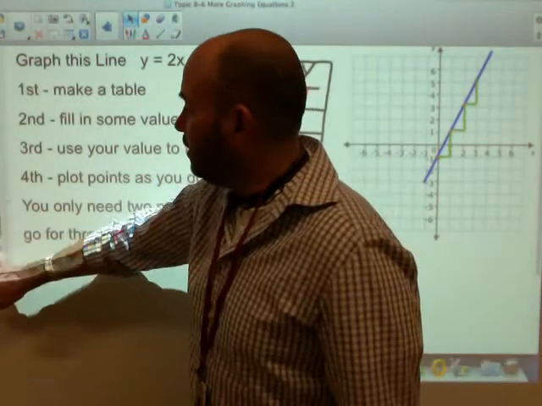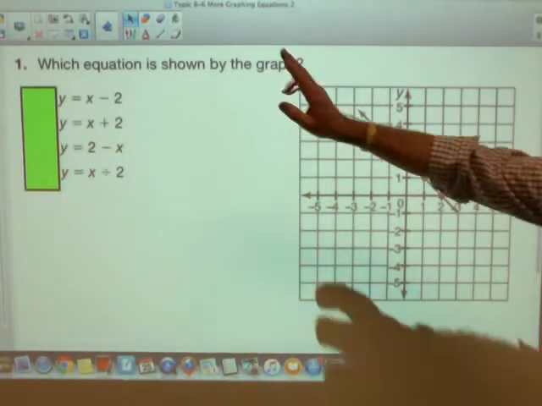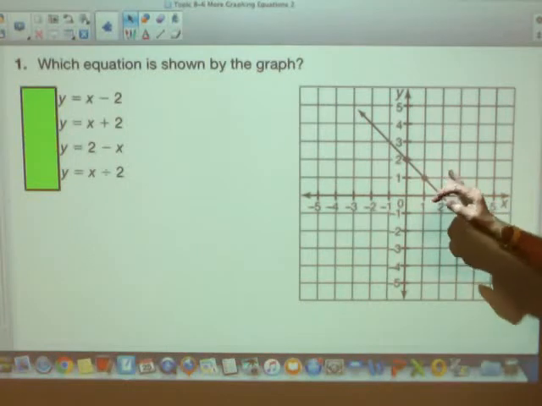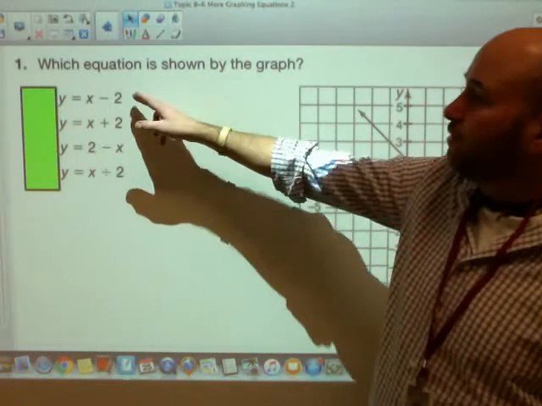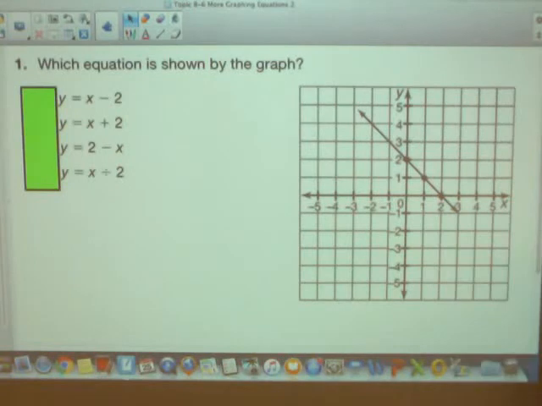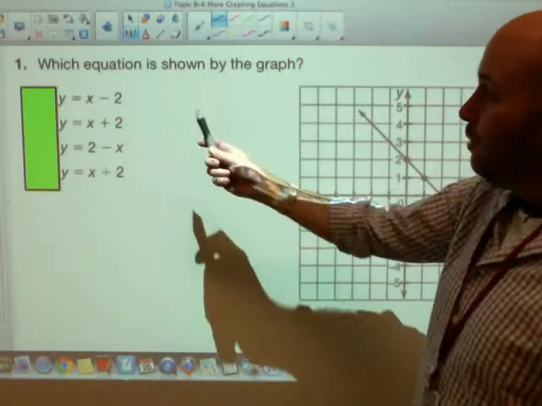Okay, let's try another one, see how you do. Another question related to this. Which equation is shown by the graph? Okay, pause the video and see if you can figure out which of these equations can be represented by that graph. All right, here we go. Let's see. How would you solve this?